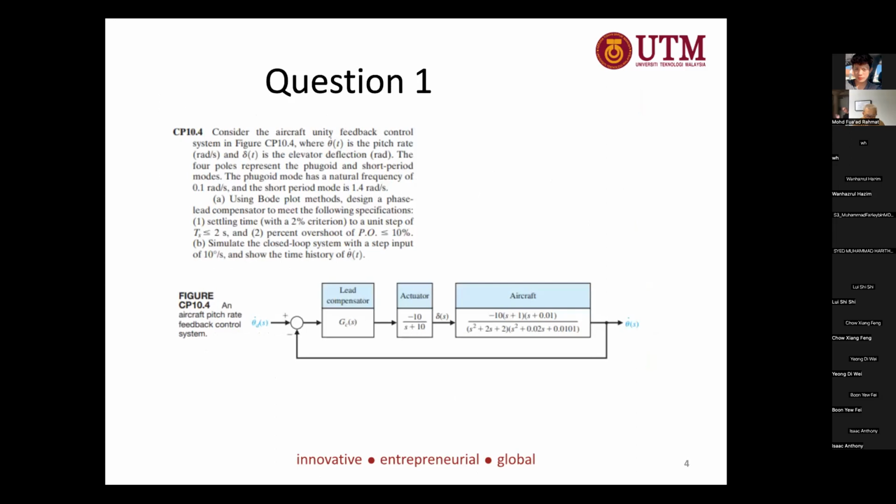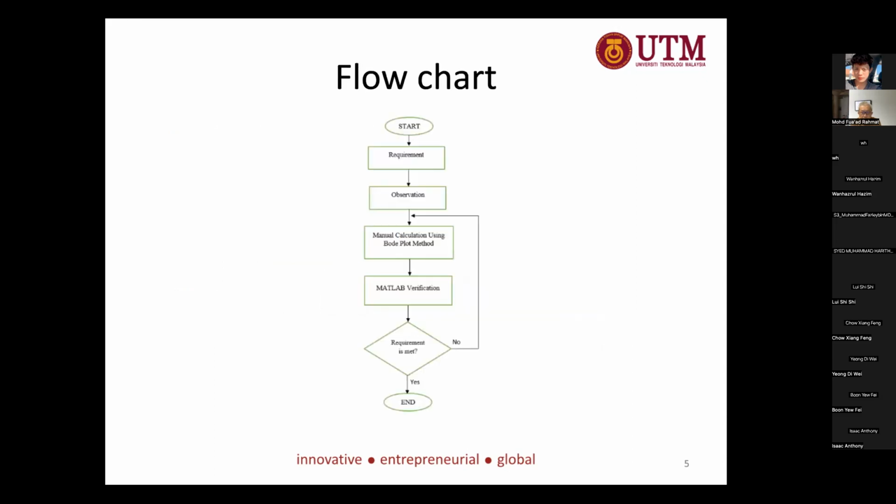First of all, this is our question 1. Basically, we are going to use the bode plot method to design a phase-lead compensator where the requirement is a settling time to a unit step of 2 seconds, and percent overshoot (PO) less than or equal to 10%. We also have to simulate the closed loop system with a step input of 10 degrees per second, and show the time history.